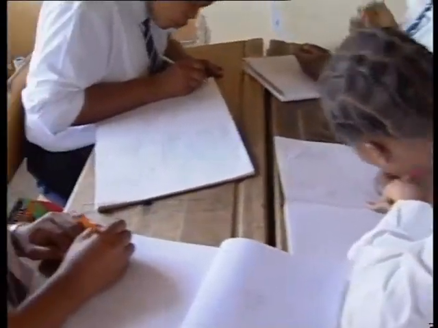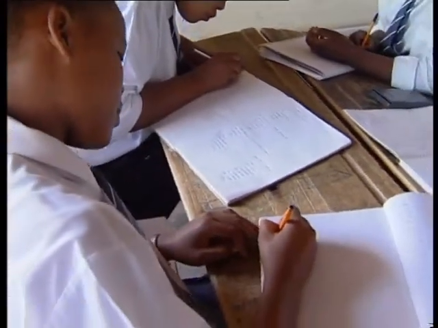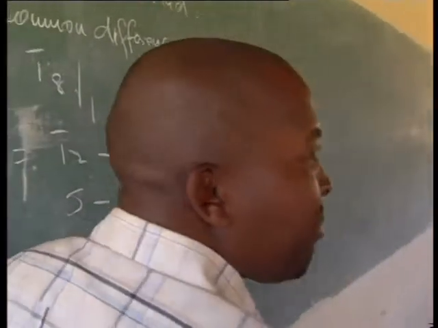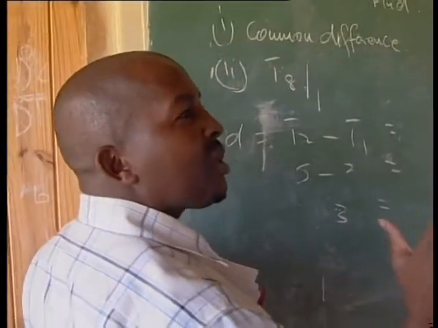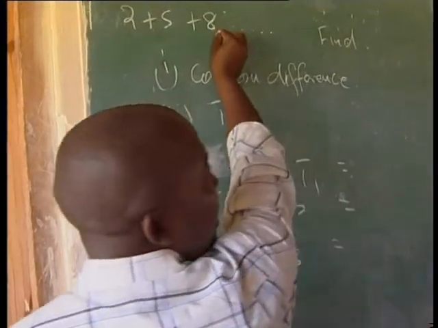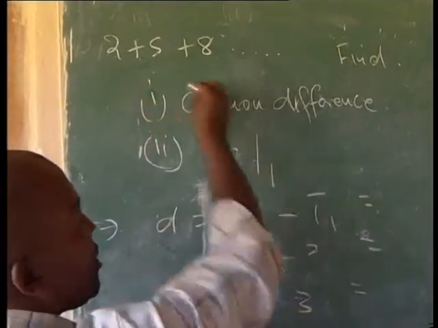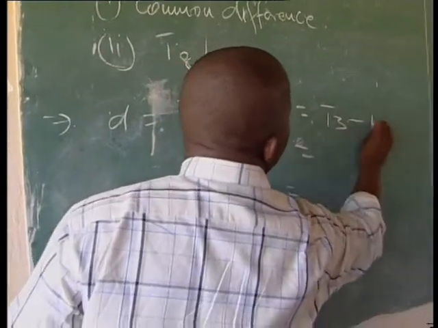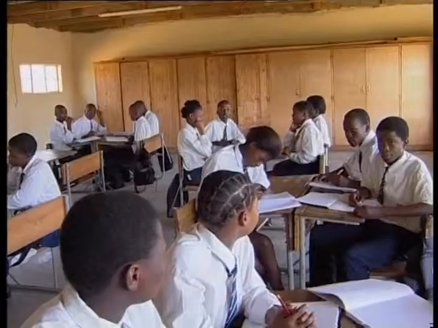The learners determine the common difference by subtracting each term from the next term. So the difference between the first and the second term must be equal to the difference between the third term and the second term. Which means T2 minus T1 should be equal to T3 minus T2.